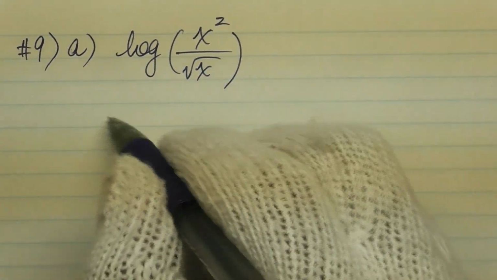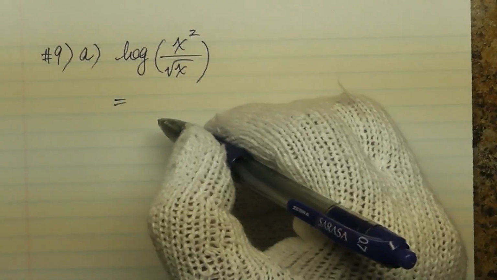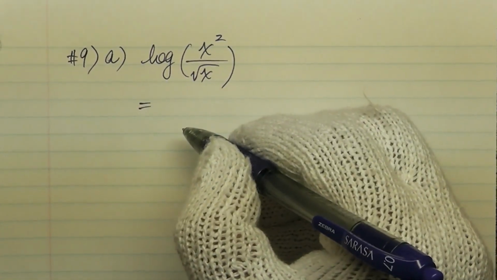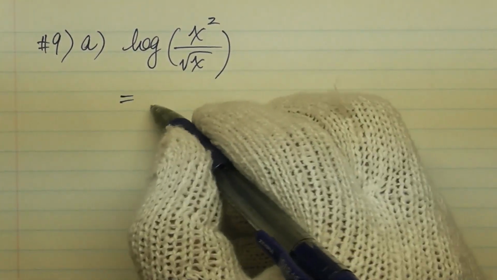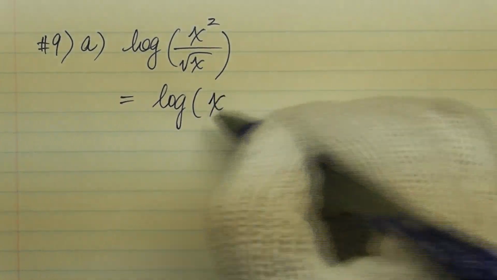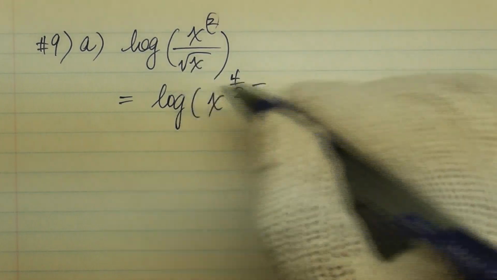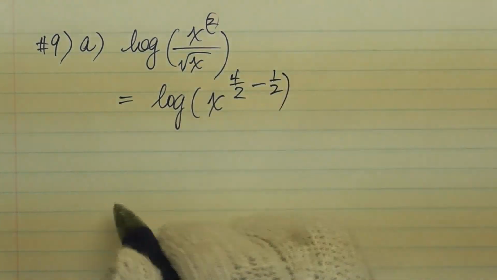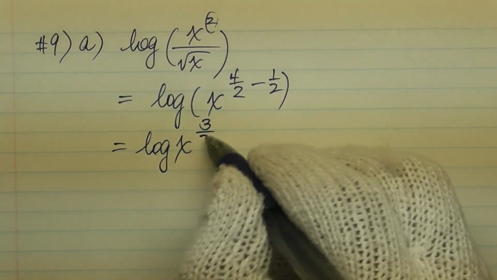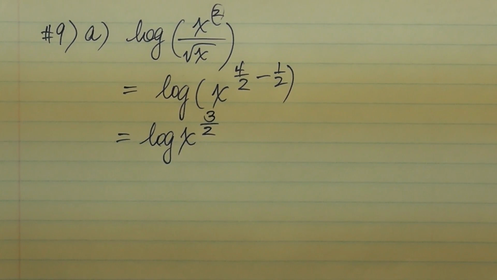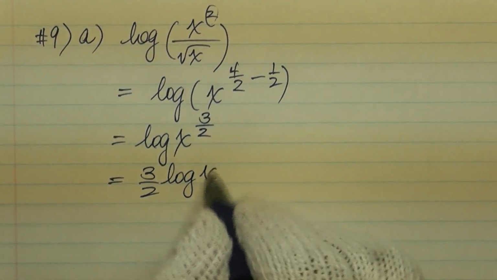So this is going to be the same as, this is the same as 4 over 2. This is the same as 1 over 2. So this becomes log of x to the 3 over 2. Which is the same as 3 over 2 log x.